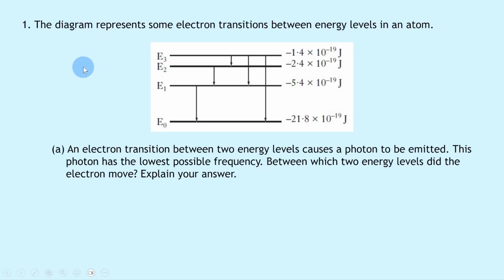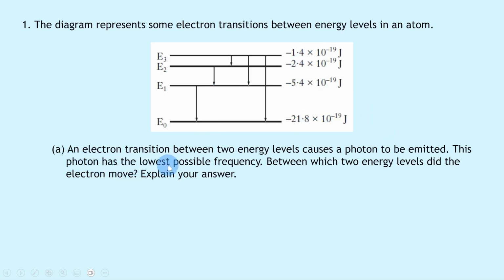So let's get started. Question 1 says the diagram represents some electron transitions between energy levels in an atom. So we've got energy level E0, the ground state, we've then got excited states E1, E2 and E3, and we've got some arrows showing some possible electron transitions. We've then got our values for the energy levels at the side.